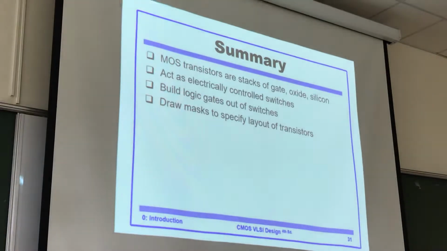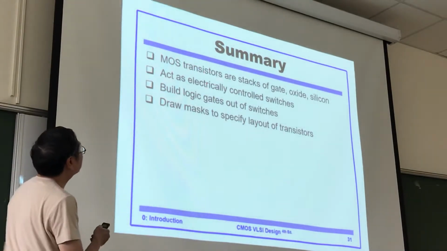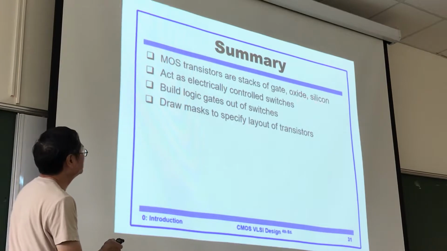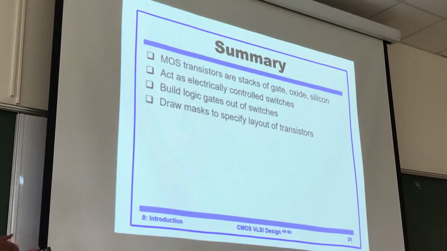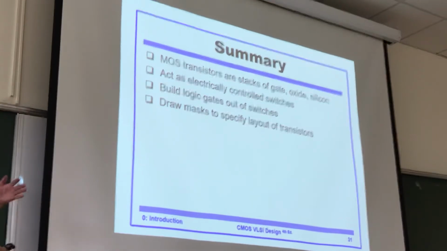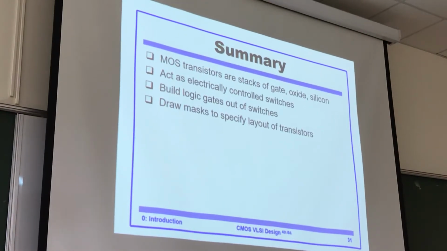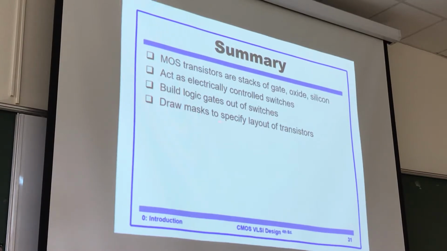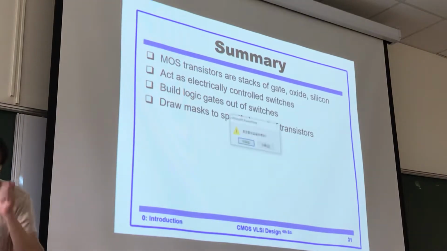Okay, just a summary for this unit. Most transistors are stacked on gate, oxide, and silicon to form the transistor, and then we can connect them to form the circuit. They act as an electrically controlled switch, either on or off, controlled by the gate terminal. Build logic gates out of switching. Okay, and we draw masks to specify the layout of the transistor. Okay, let's move on.